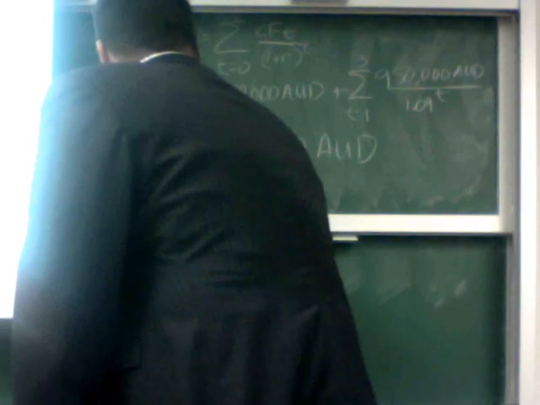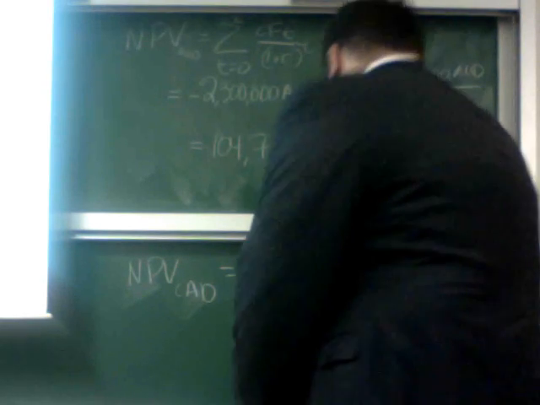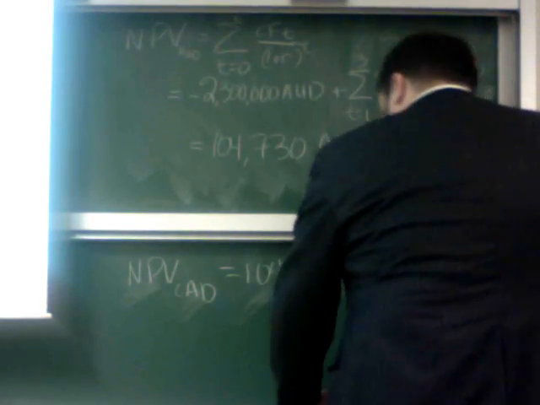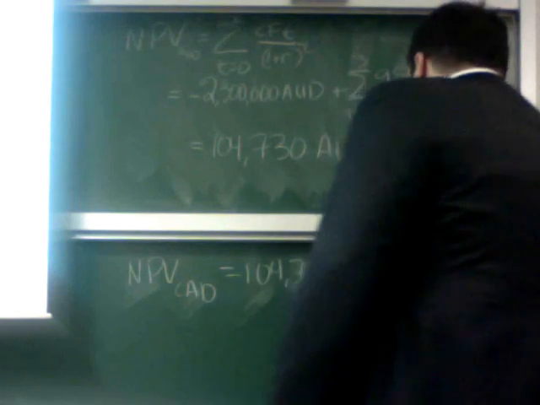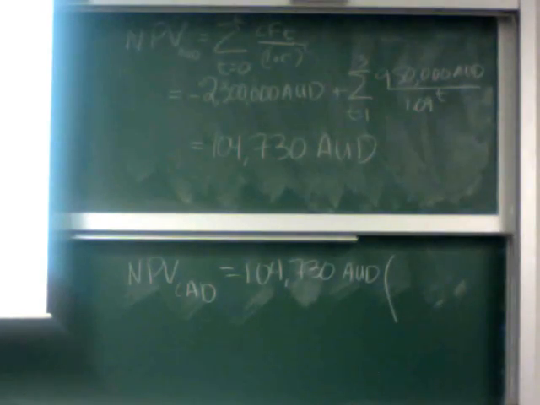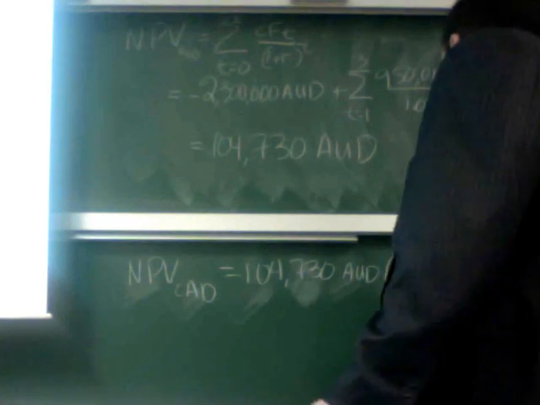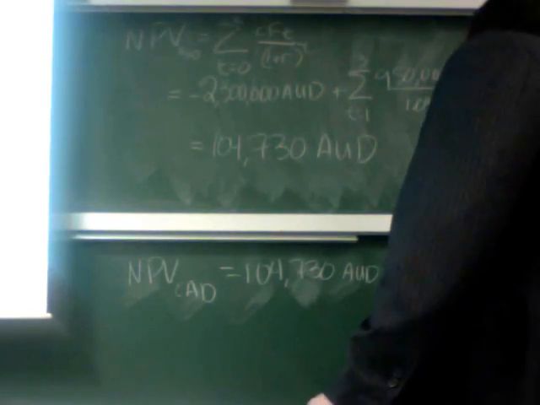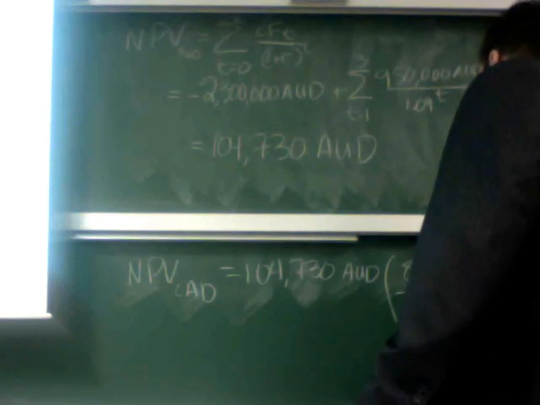then what I can do is my net present value in Canadian dollars is going to be 104,730, and convert it at the spot rate. So the spot rate is 86 Canadian cents for 1 Australian dollar. And so the net present value in Canadian dollars is 90,000.